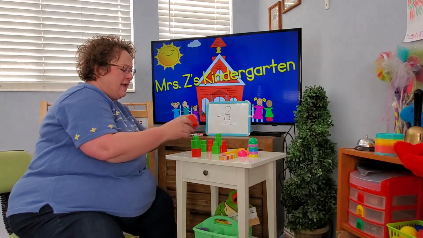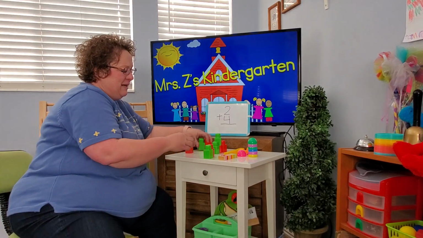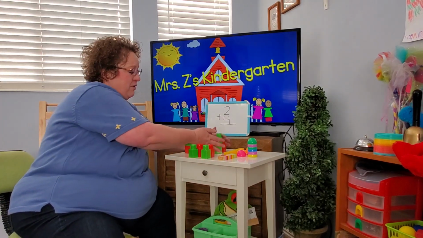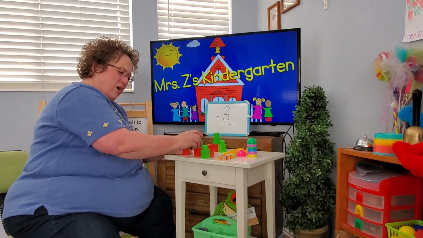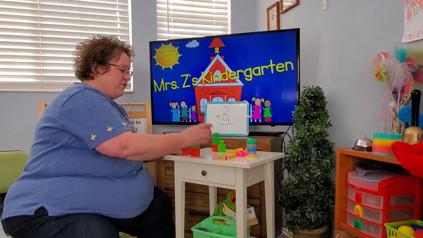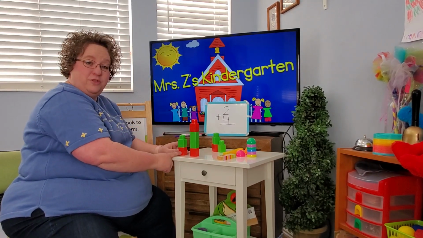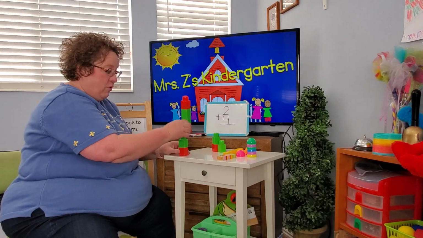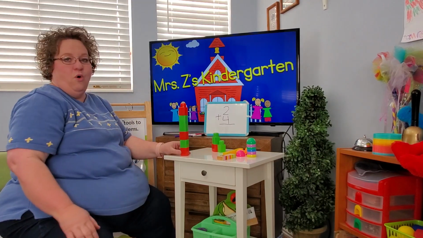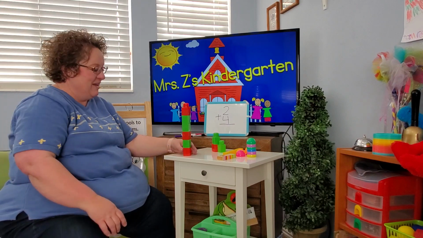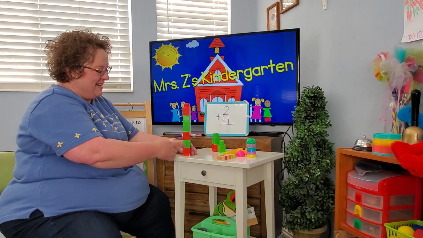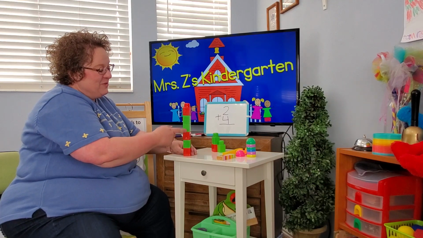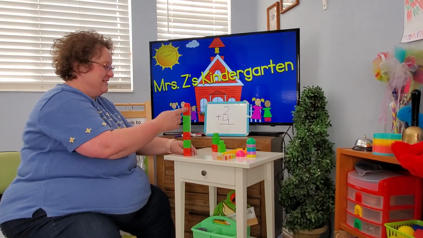Before I add them, I kind of like to get them there. I kind of like to have them here so that I'm not adding and then wondering what. So I know I have a tower of 2 plus 4 more. Whoa, nice. Yes, now I'll count them to find out my answer. Good job. 1, 2, 3, 4, 5, and 6.